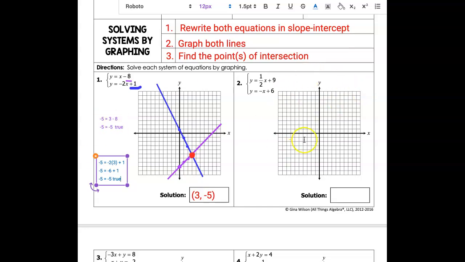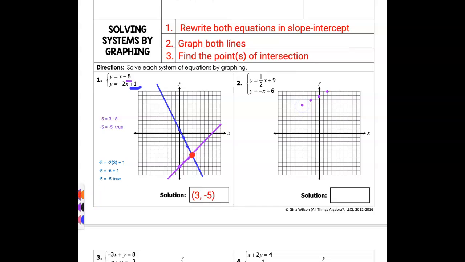All right, we're going to look at this second one, same idea. So for my first equation, starting up at 9: 1, 2, 3, 4, 5, 6, 7, 8, 9. And then my slope is 1/2, so up 1 over 2. Or I could go down 1 and then left 2. Remember, the more points we draw, the more accurate our line will be, the easier it'll be to see where these lines intersect.